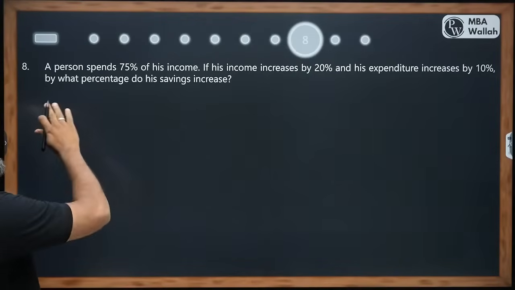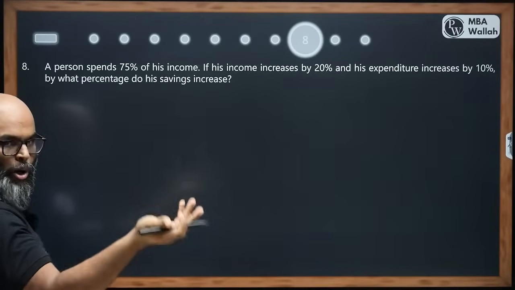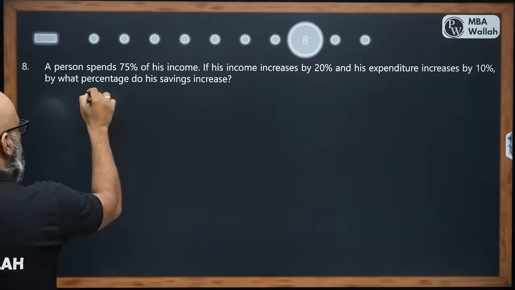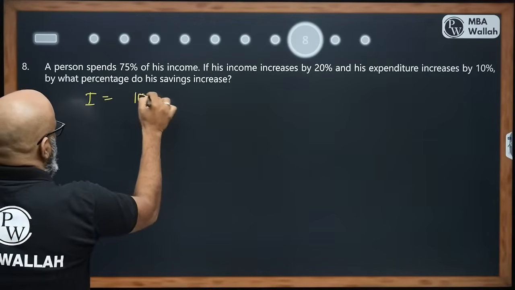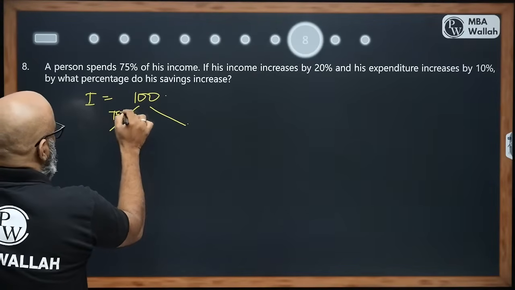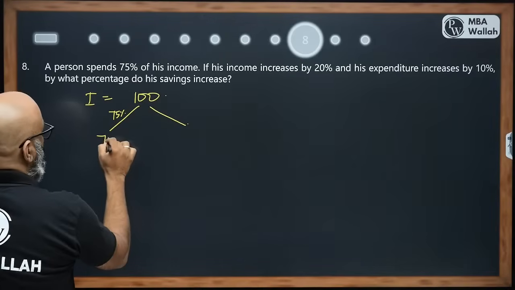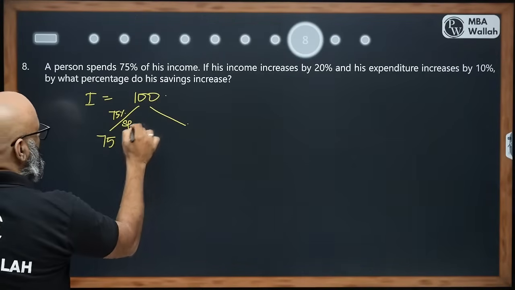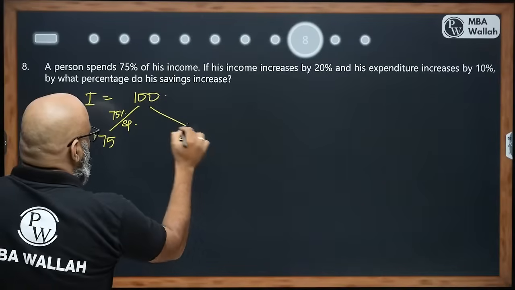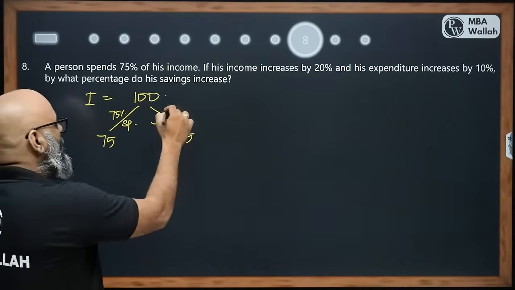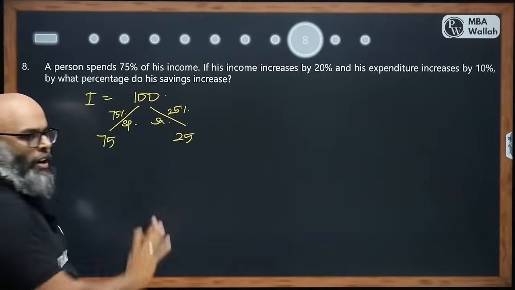So a person spends 75% of the income. I don't know what the income is, so what I'm going to do is fix a value again. Income is 100 rupees. 75% is 75 rupees spent, which means 25 rupees is savings. Right? 25% would have been saved, which is 25 rupees.